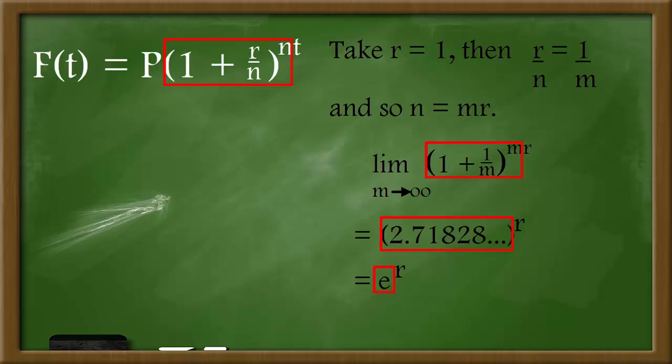So f(t) = p(1 + r/n)^(nt) becomes f(t) = p e^(rt) when the number of compounding periods becomes infinite. In such models, we say that the value is changing continuously with respect to time.